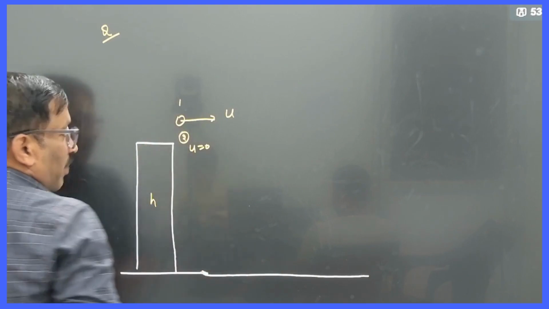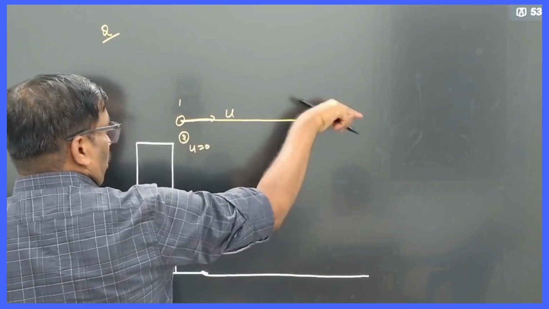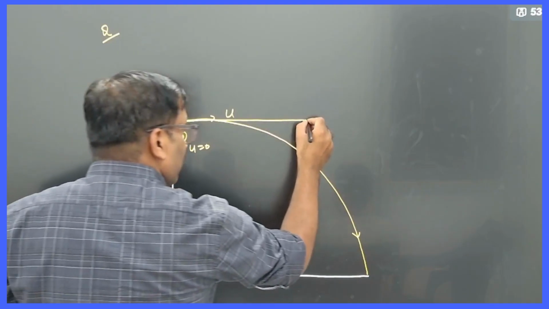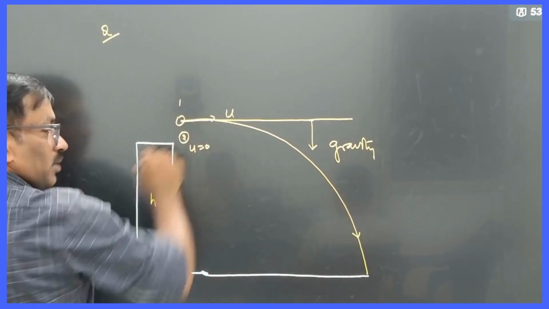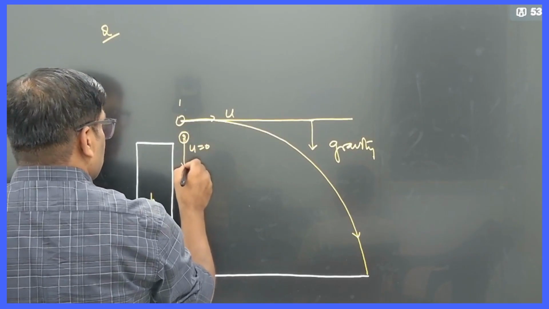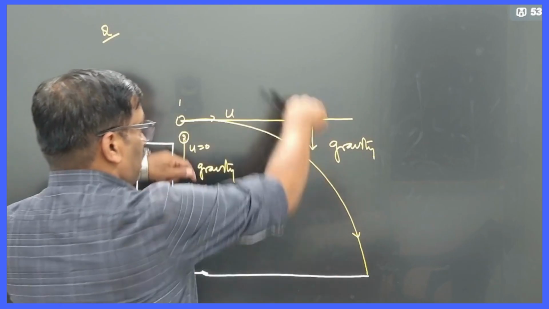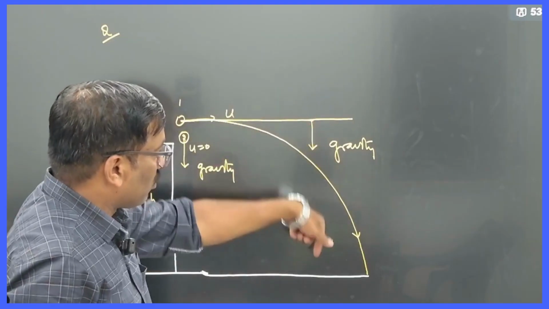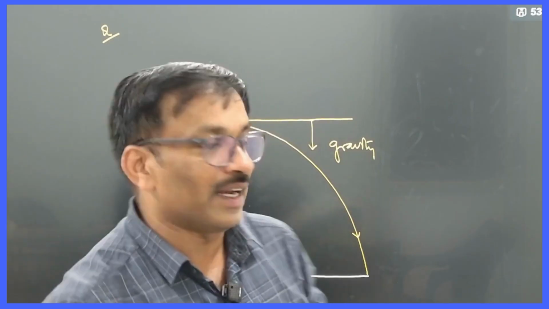Surprisingly, you will see that these two balls will hit the ground at the same time. Why? Because you are throwing this ball horizontally, and it is coming down because of gravity. This ball is falling freely also because of gravity only. This downward motion and this side motion are both under gravity. So here the downward initial velocity is 0. Definitely they are going to reach the ground at the same time.